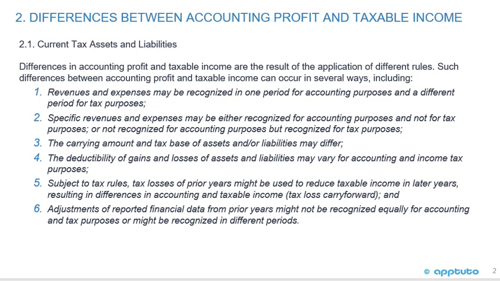3. The carrying amount and tax base of assets and/or liabilities may differ. 4. The deductibility of gains and losses of assets and liabilities may vary for accounting and income tax purposes. 5. Subject to tax rules, tax losses of prior years might be used to reduce taxable income in later years, resulting in differences in accounting and taxable income, the tax loss carry forward. And finally, 6. Adjustments of reported financial data from prior years might not be recognized equally for accounting and tax purposes or might be recognized in different periods.